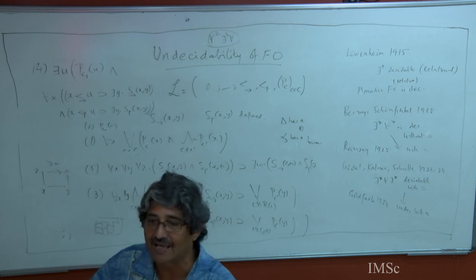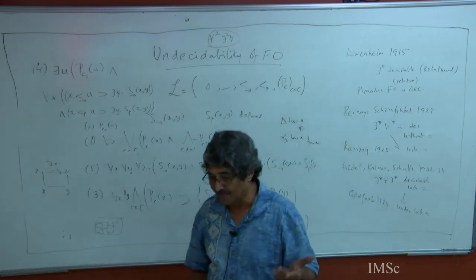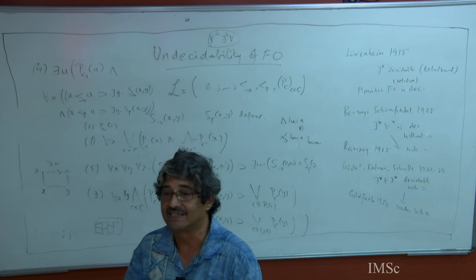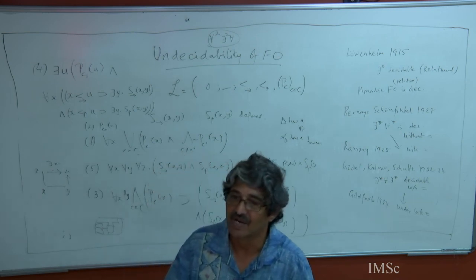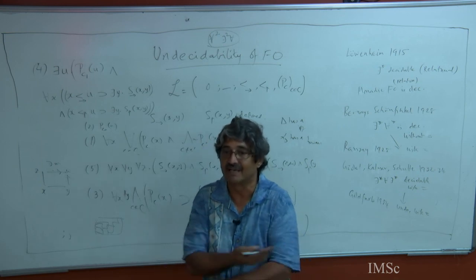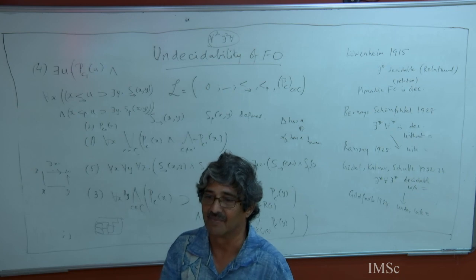And in model classes, theories, arithmetical theories, Gödel showed to be undecidable. So then came the question: with addition and multiplication, it's undecidable. What about with only addition? Presburger showed that with addition, first order logic is decidable. In fact, even monadic second order logic with addition is decidable.